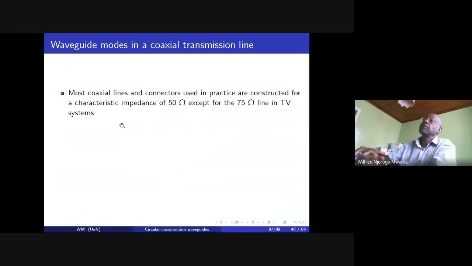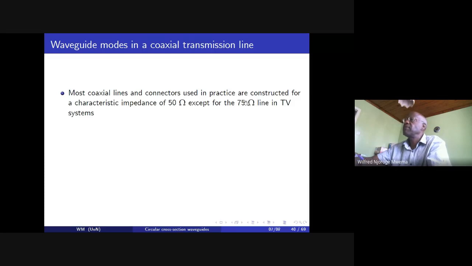So for most coaxial lines, the connectors used in practice are constructed for characteristic impedances of 50 ohm, except for the 75 ohm line used in TV systems. This is just an industry standard. It's just what we have used, because in many cases, for TV, we are using antennas which are mainly voltage detectors. That is, we are just going to detect the electric field. So we'll convert that electric field into a voltage.